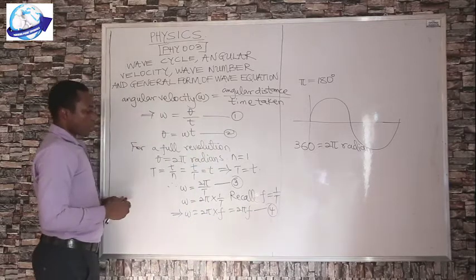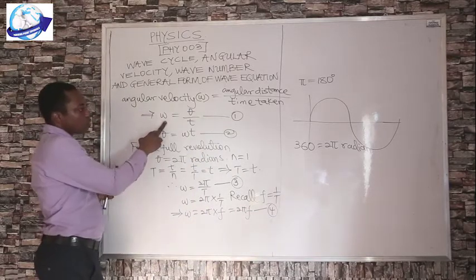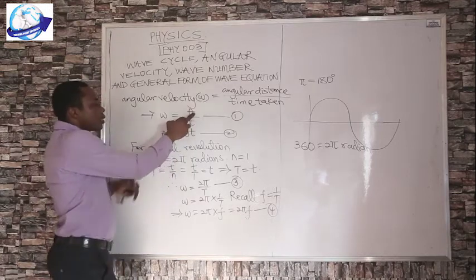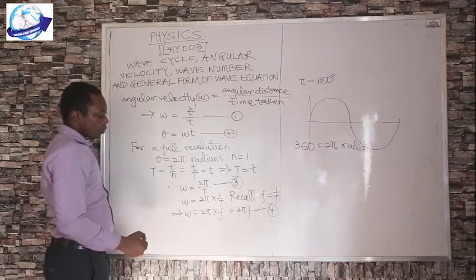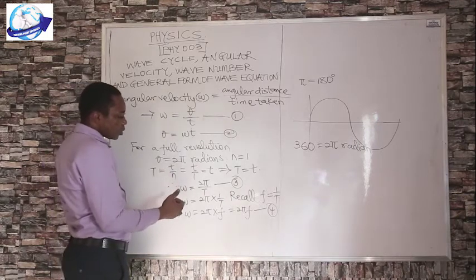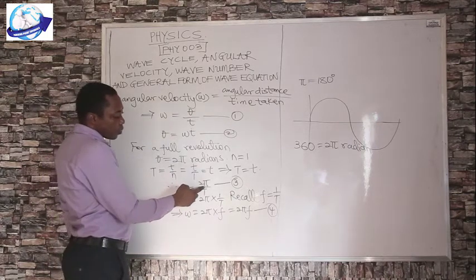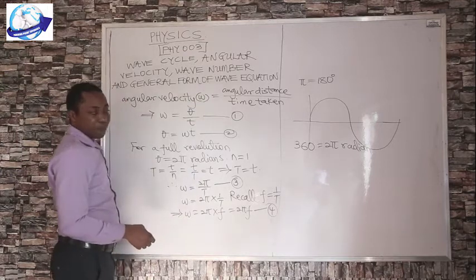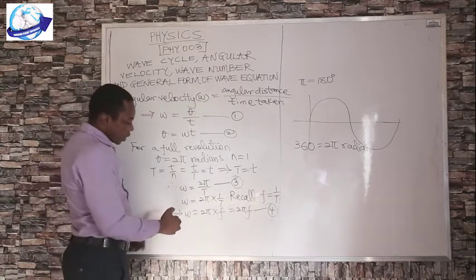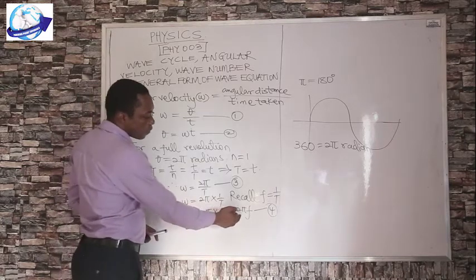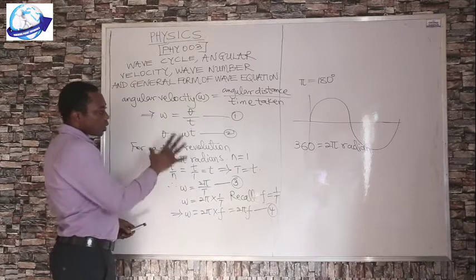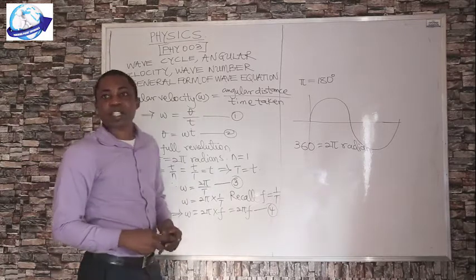Now we know quite well that angular velocity is the same as theta over t, that is angular distance over time. Then again, the angular velocity is the same as 2 pi all over capital T, that is the period. As well, we can say that angular velocity is the same as 2 pi f. Just take note of this, so we move forward to the next aspect.